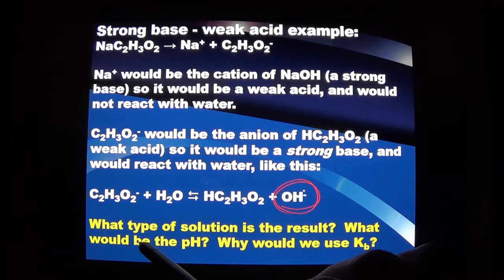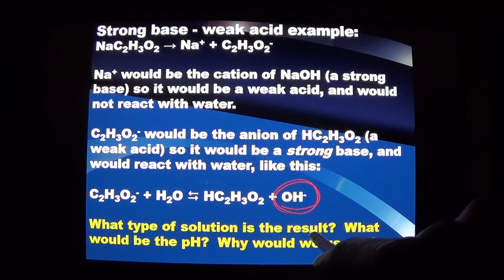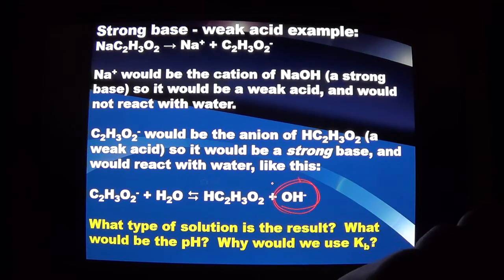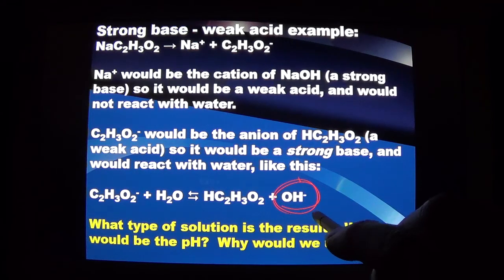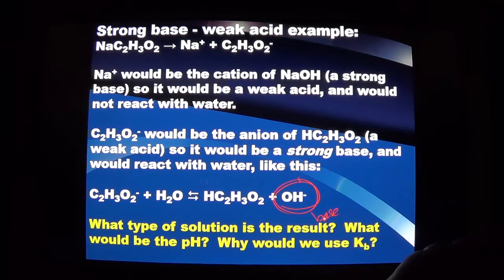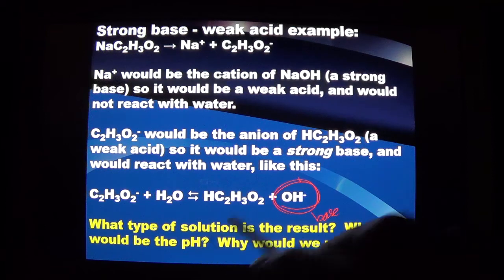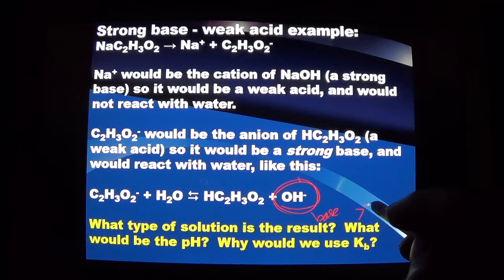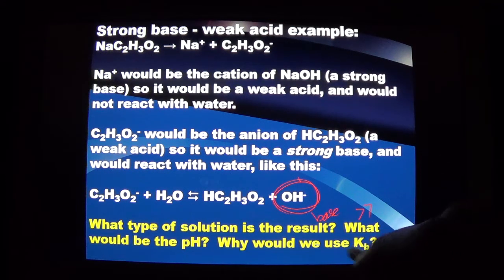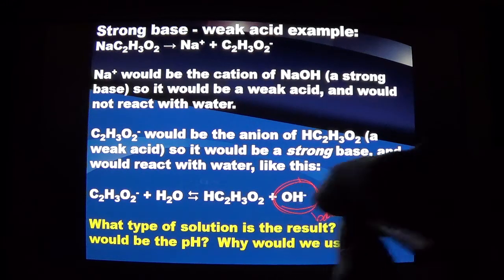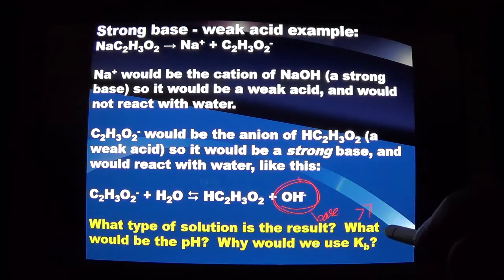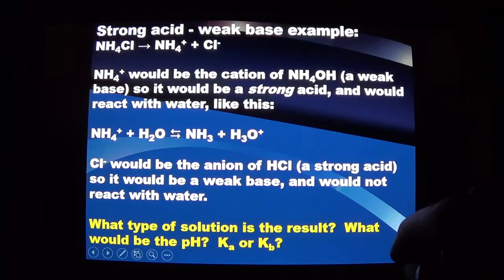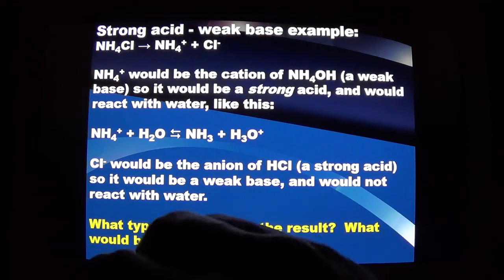So what are we going to expect for the type of solution now if we're forming hydroxide ion? Well, hopefully we'd say it's going to be basic, right? So what will be the pH? Please tell me greater than 7. Why then would I use Kb for this reaction? Because we're forming a base.